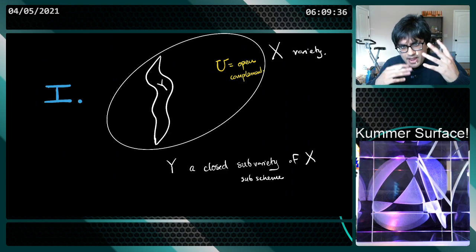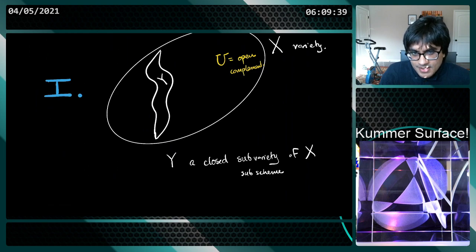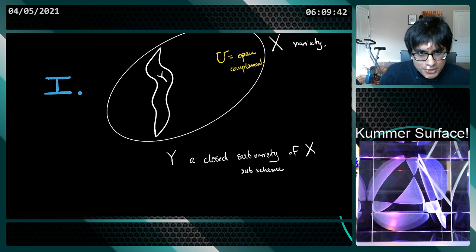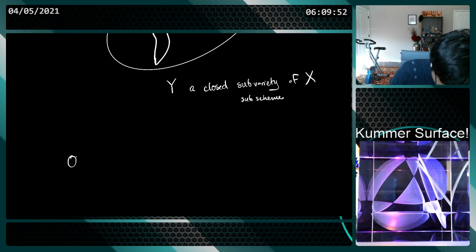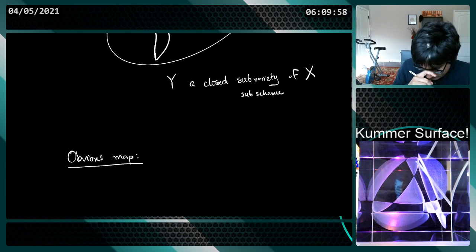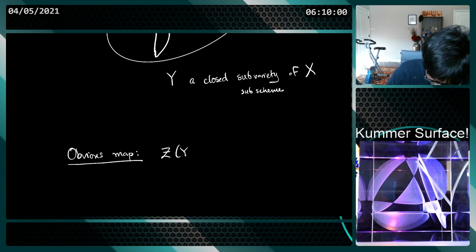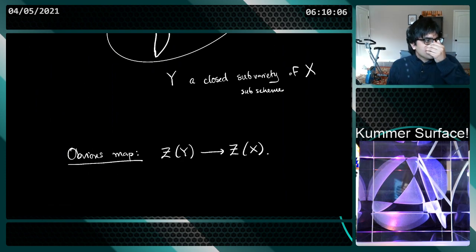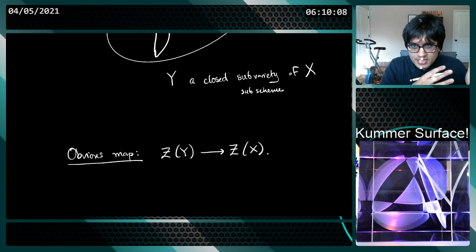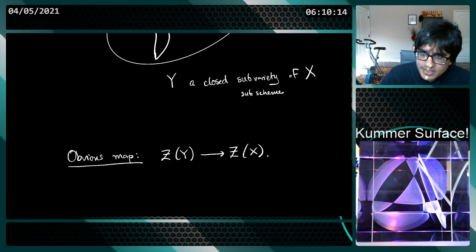Okay. So when you have this situation, the first thing to observe is that there is an obvious map from the cycles on Y to the cycle group on X. A closed subvariety of Y is a closed subvariety of X, and extend linearly.